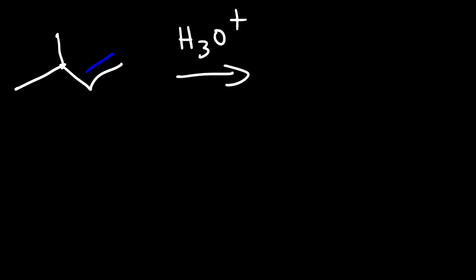So the next example is going to be the acid catalyzed hydration of an alkene. So let's say if we were to react this with water and hydrochloric acid, which will eventually form the hydronium ion, what's going to happen? What's going to be the major product in this reaction? Now for this one, I'm going to go over the mechanism.